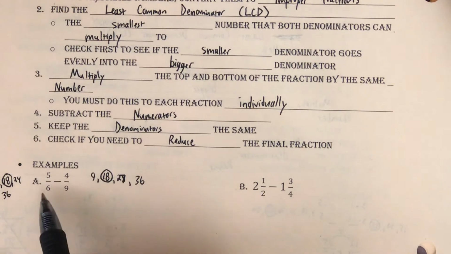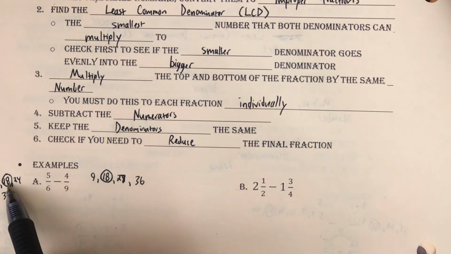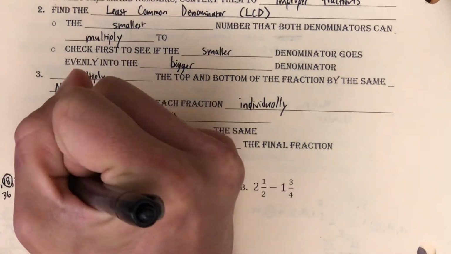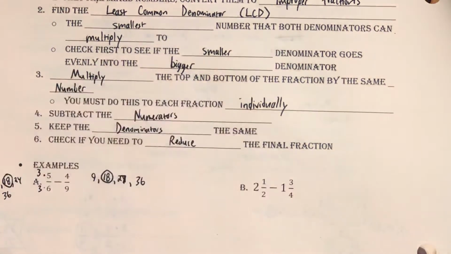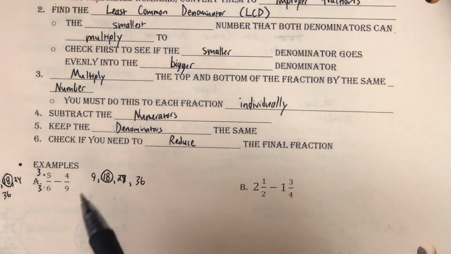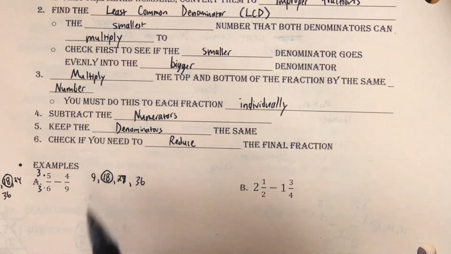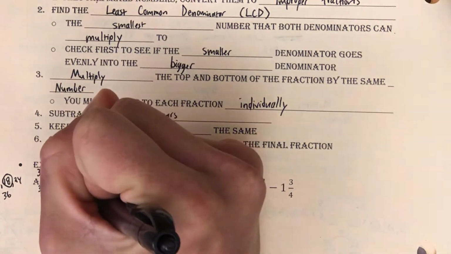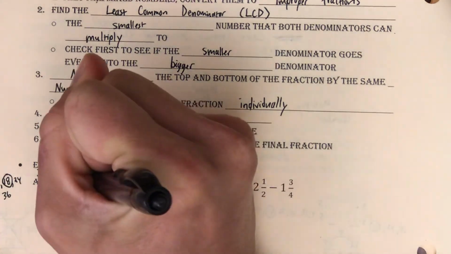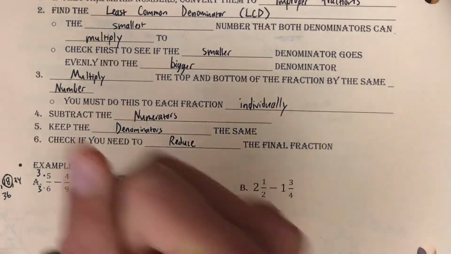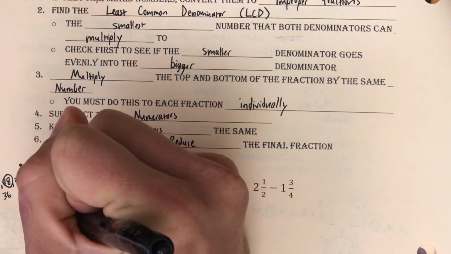So what did I multiply 6 by to get to 18? Well, if I count my multiples, 1, 2, 3. So I multiplied this by 3, which means I also have to multiply the top by 3. Well, then what did I multiply 9 by to get to 18? Well, if I count my multiples, 1, 2. So I multiplied the bottom by 2 of this fraction, so that means I have to multiply the top by 2 in this fraction. So now I'm going to write my new problem.